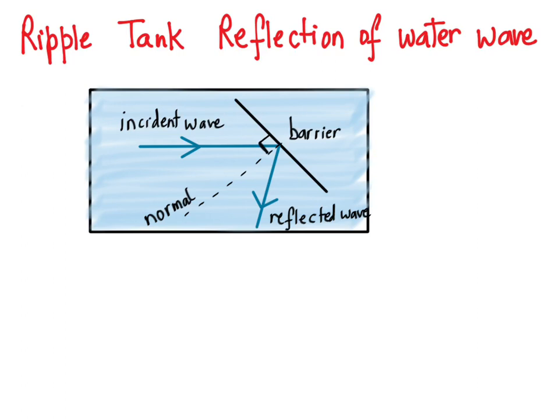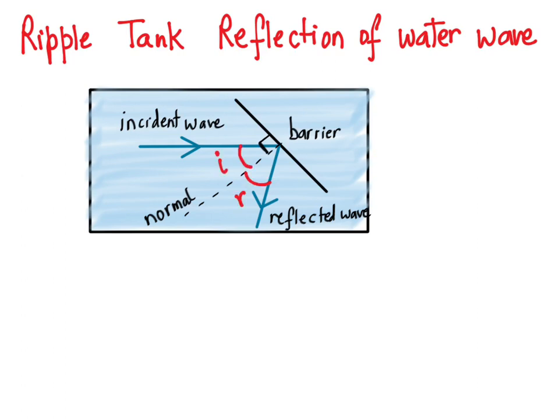So when we complete the ray diagram, we can see that we have drawn a normal which is making 90 degrees with the barrier. The ray which is initially falling on the barrier is called the incident wave, and the wave which bounces back is called the reflected wave.